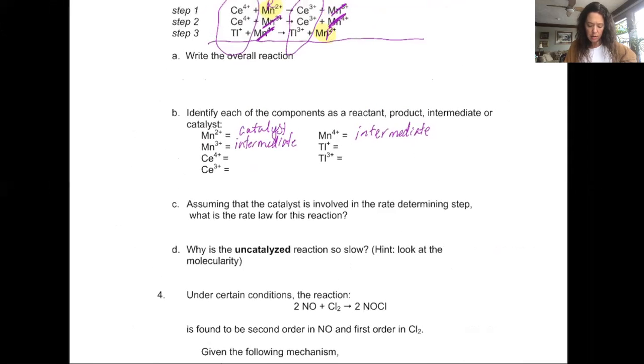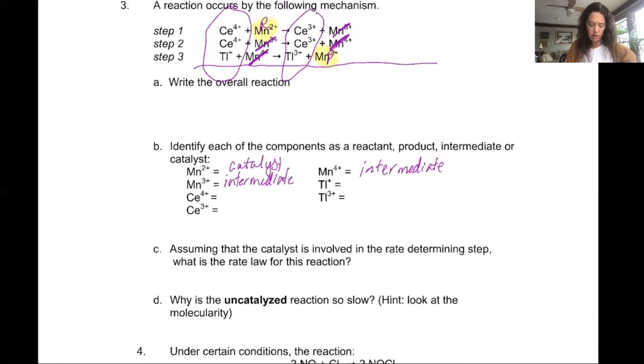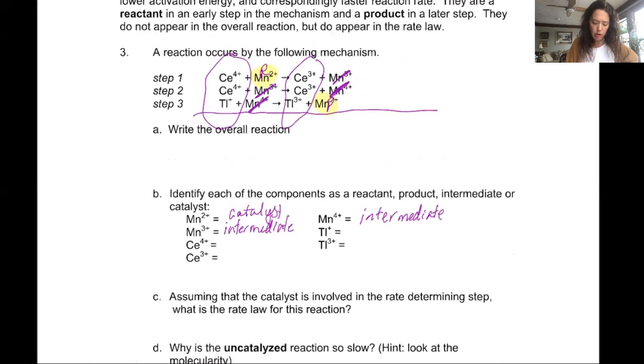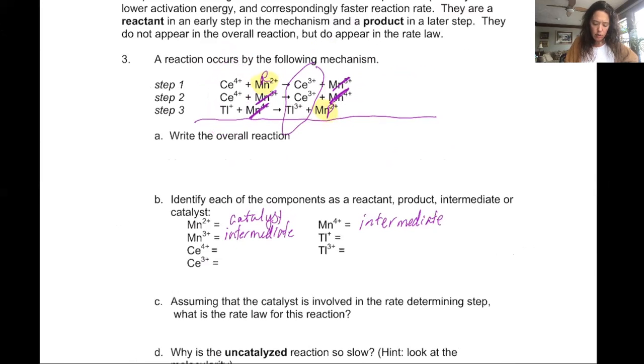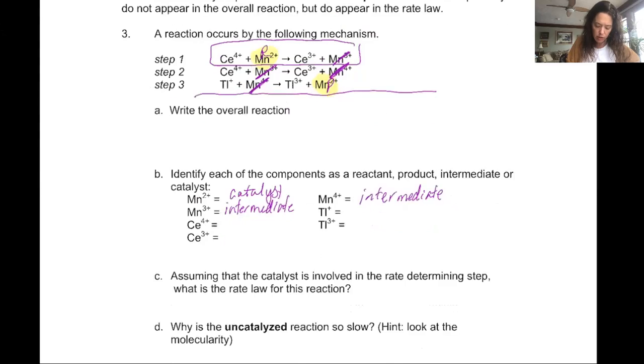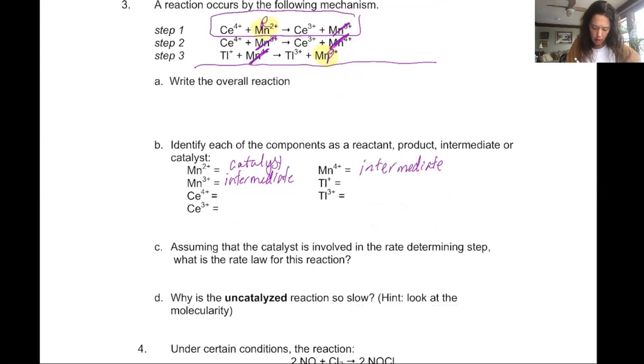Assuming that the catalyst is involved in the rate determining step, what is the rate law for this reaction? Well, the catalyst we said is in step 1, right? So we would write the rate law for this elementary step. Rate equals k [Ce4+][Mn2+].